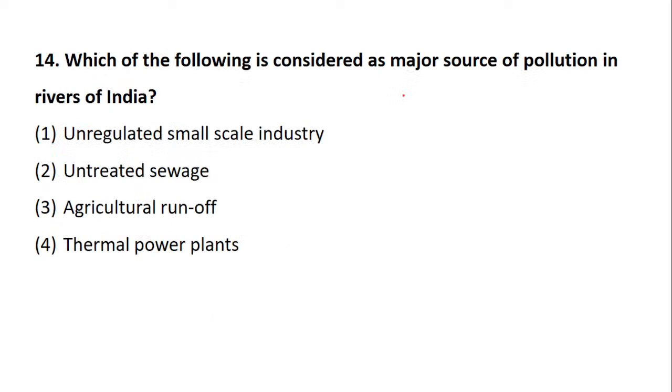Question number 14. This question was asked yesterday also, the same type of question but in a different way. Which of the following is considered a major source of pollution in rivers of India? The options are changed. They have given unregulated industry, untreated sewage, agriculture runoff, or thermal power plants. So what is the major source it is talking about?